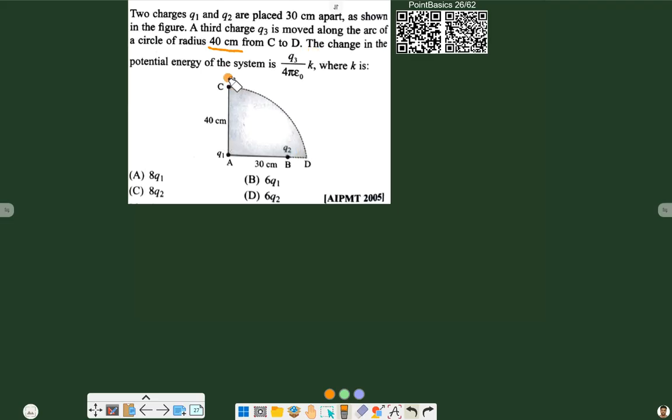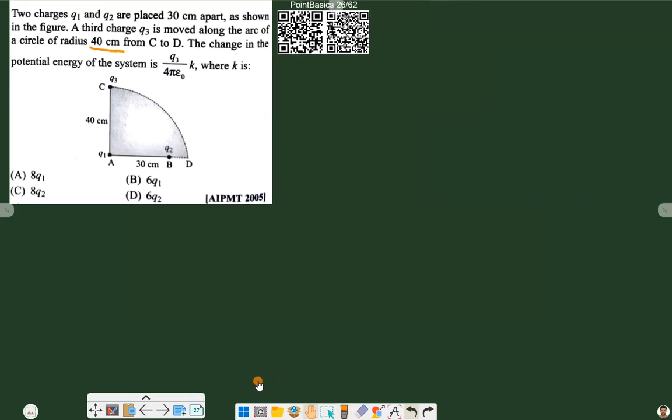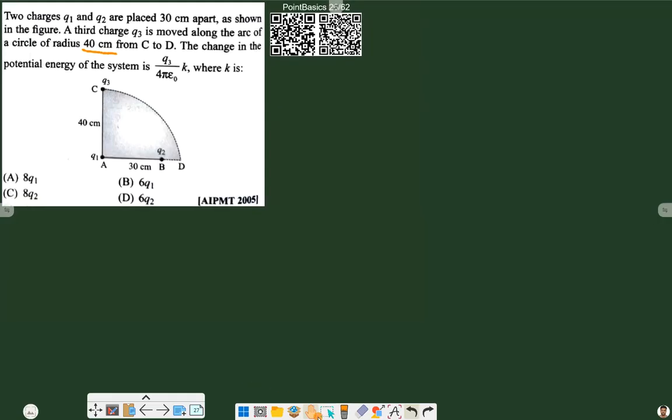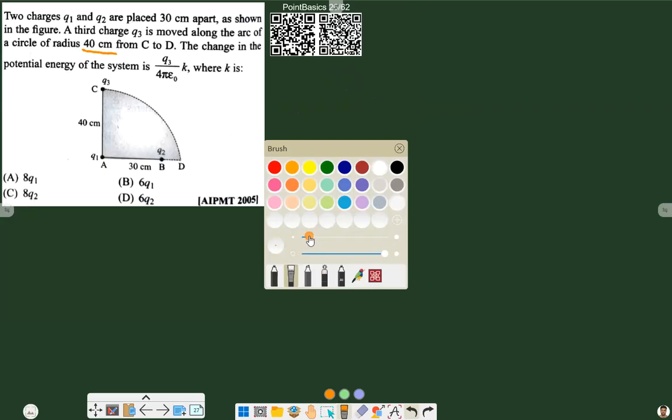The change in potential energy of the system is given by this formula, where K is. So we have to find the value of K. This question can be easily solved by using total energy. We will first calculate total energy at point C, and then total energy at point D, and then we will take the difference of both of these energies. So let's calculate.